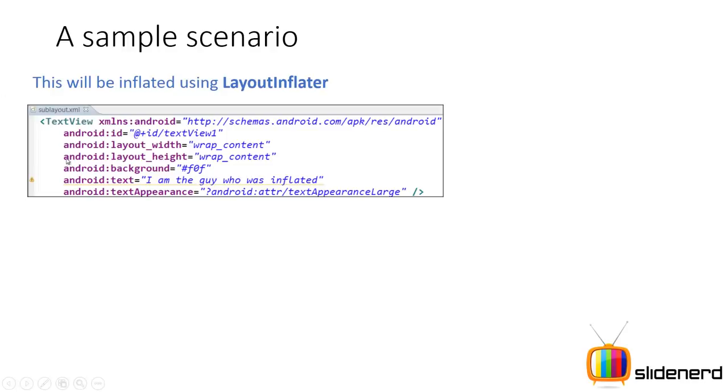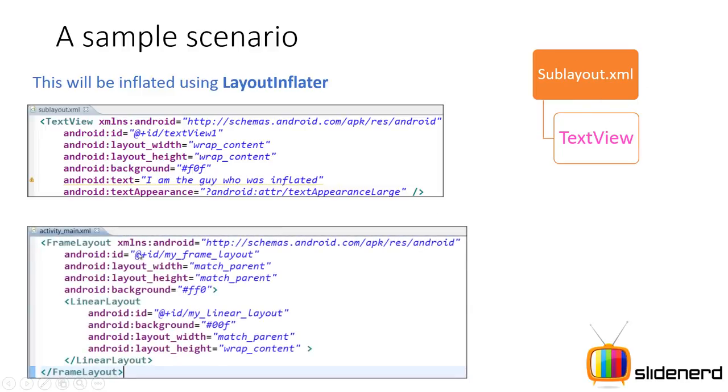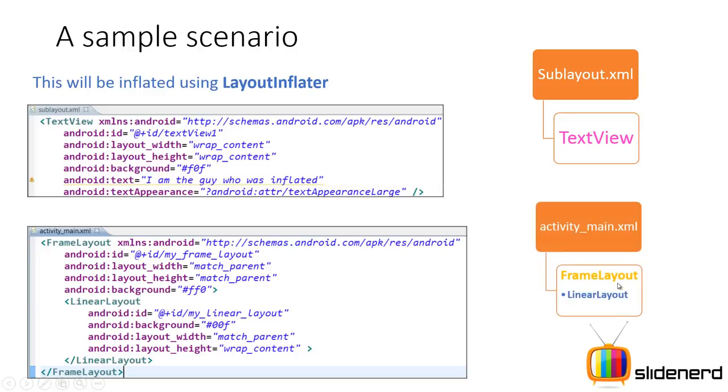We had our text view, which is inside a sublayout.xml file, which I want to inflate. Then it looks like this. You have the sublayout.xml with the text view inside. Then I have the activity_main, which contains nothing but a frame layout with a yellow background and a linear layout with a blue background. I've again represented those colors over here: frame layout with yellow background, linear layout with a blue background, and obviously my text view has a pink background, right? Magenta, whatever you call it.